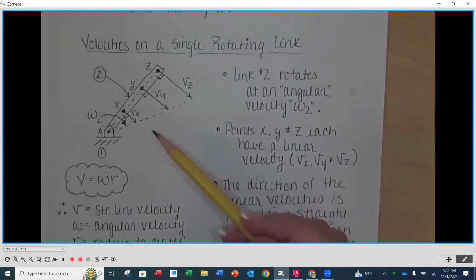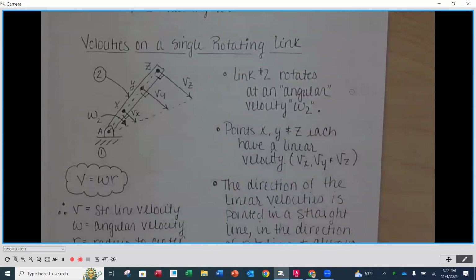Now, you're going to notice that we have positions X, Y, and Z along the length of that link, okay? You're going to also notice that at each one of those points, there's a velocity vector. So remember, velocity is a vector. We need both magnitude and direction. So we can represent it as a vector, a line with an arrowhead.